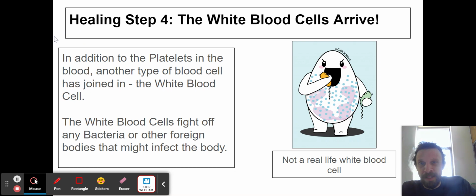Step four is the white blood cells arrive. Remember, there are four main components of blood, and three main types of cells. We've talked about platelets. Another main type of blood cell is the white blood cell. The white blood cell fights off bacteria or anything else that got into the cut while you had some exposure there. If you get a cut, stuff can get in, right? And that can cause infection. So we want to get it before those bacteria cells have a chance to divide. That's what white blood cells do. They'll just eat the bacteria like this guy right here.